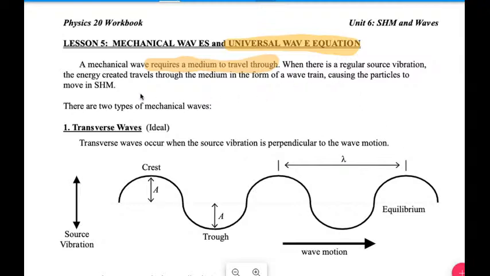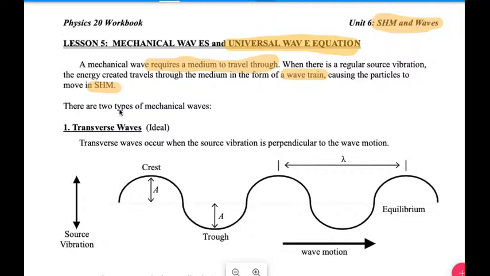Whenever there's a regular source vibration, the energy created travels through the medium in the form of a wave train. You can see where that idea of a train comes from. They're all connected to one another, almost like a train is connected to the other cars in the train, and it's got this kind of chain effect to it as well. That causes the particles to move in simple harmonic motion. So this is why Unit 6 is both simple harmonic motion and waves, because waves demonstrate a lot of properties of simple harmonic motion, especially when we start looking at individual particles in our wave train.